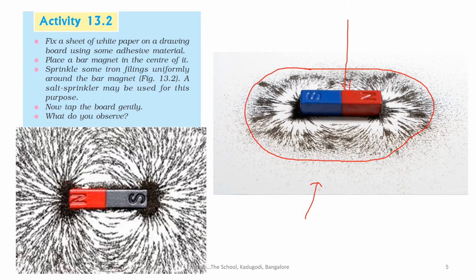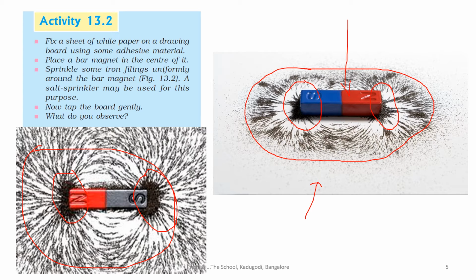You can see this picture also. You can see how it is getting arranged. In what fashion is it arranged? It is arranged along the magnetic lines of force. Okay, and where the concentration is more, you can see more iron filings are attracted here at the north pole, and more iron filings are attracted at the south pole. Here also you can see at the south pole more are there, and here also at the north pole.